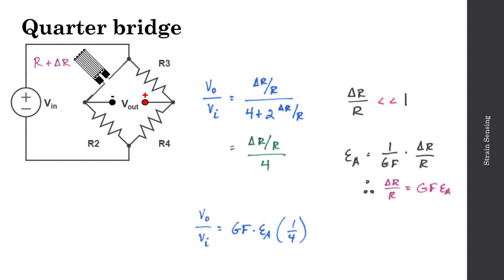So the response of my quarter bridge circuit is inherently nonlinear due to the existence of this delta R over R term. But this is a reasonable approximation, a delta R divided by R much less than 1, right? We're looking at small strains, small changes in resistance. But I can linearize that with a reasonable approximation. And I end up with a reasonable approximation of my output voltage. That's equal to my gauge factor times my strain times my input voltage, all divided by 4.